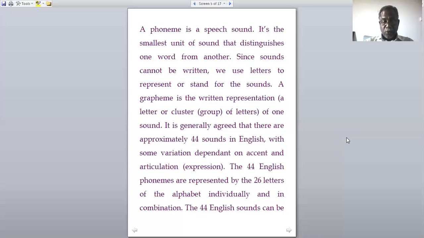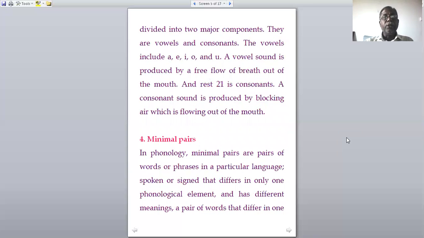The 44 English sounds can be divided into major components. They are classified into two different major components. They are vowels and consonants.